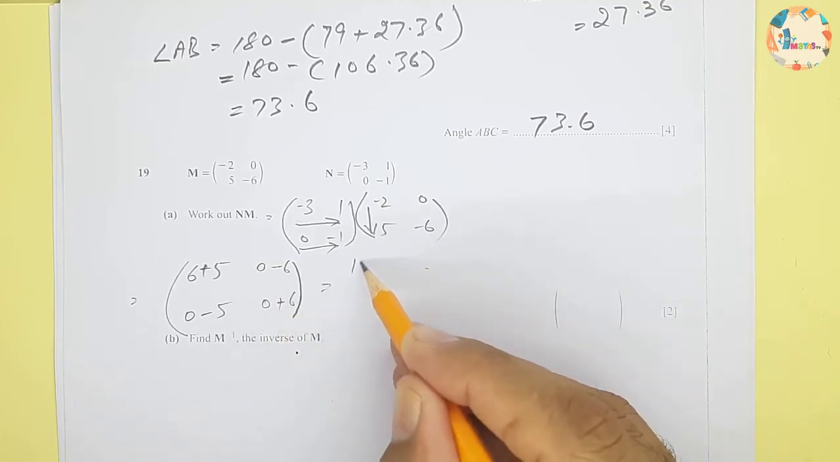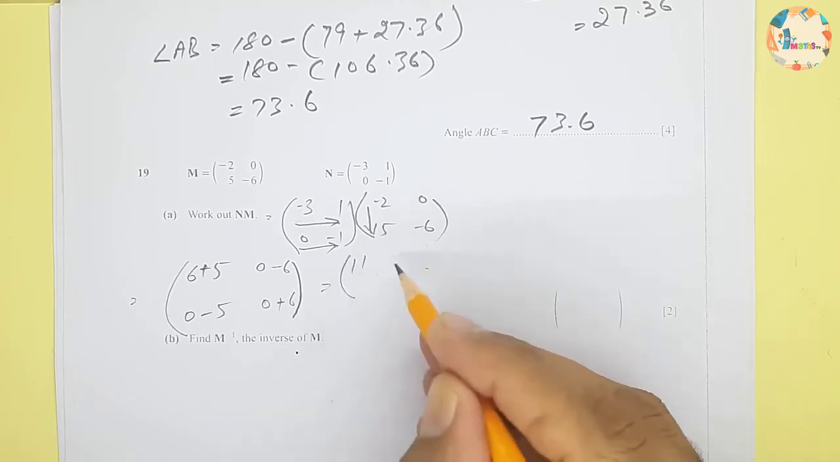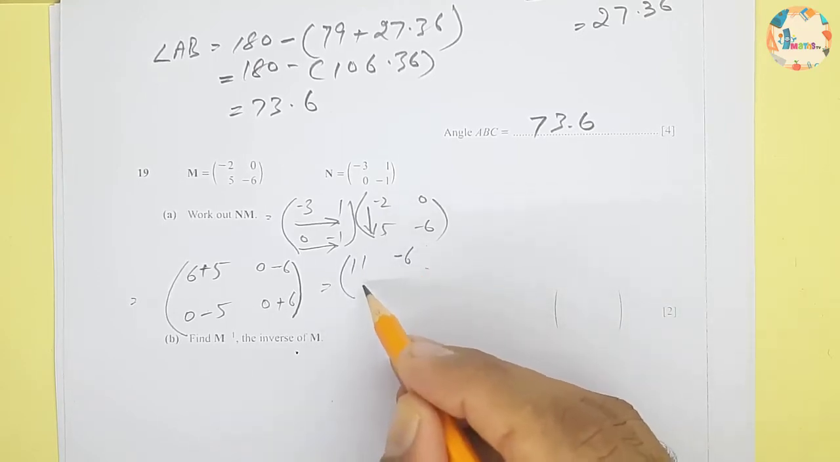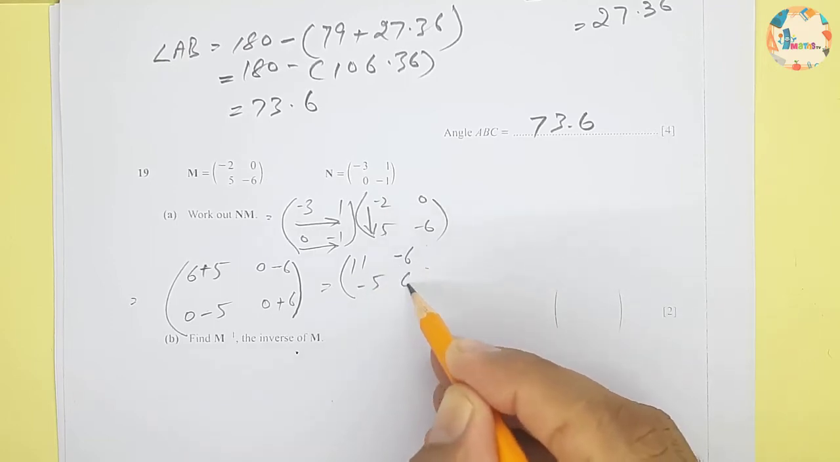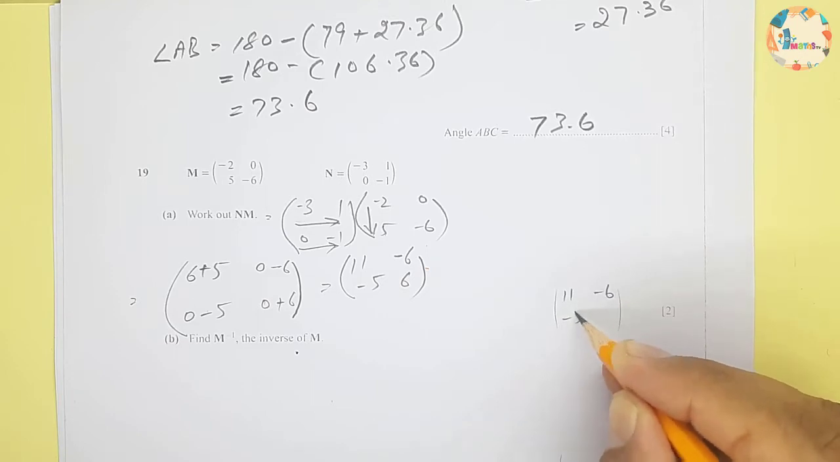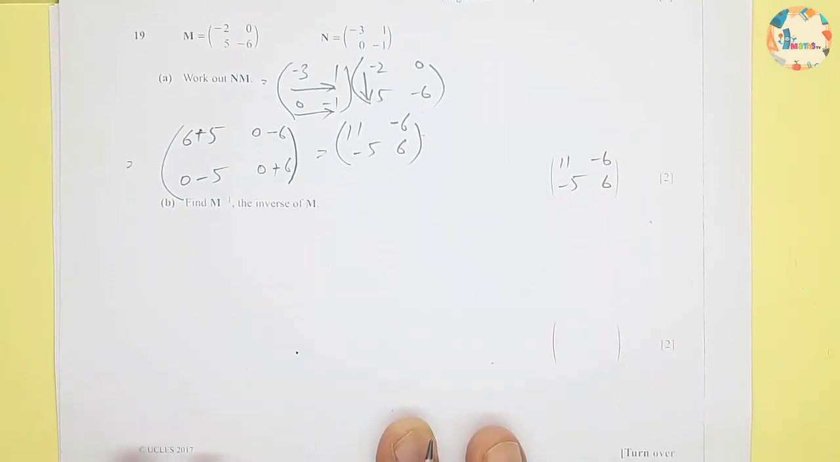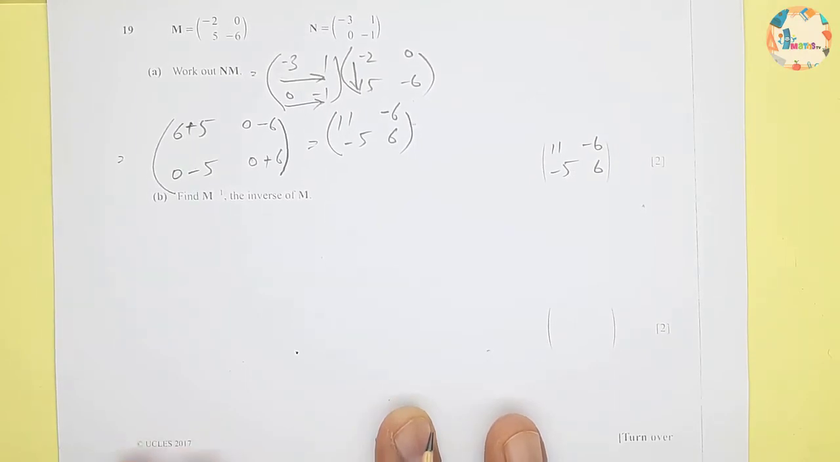So this will be equal to 11, -6, -5 and 6. This will be our final answer over here, and we can properly write answer over here. Then find M inverse, the inverse of M.